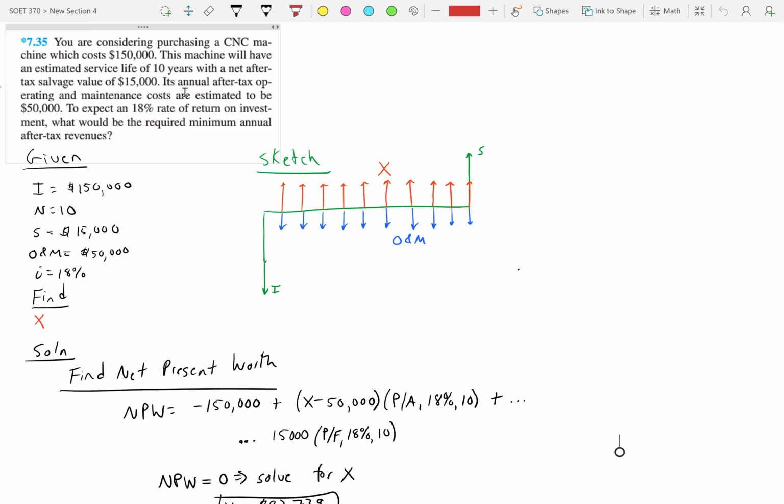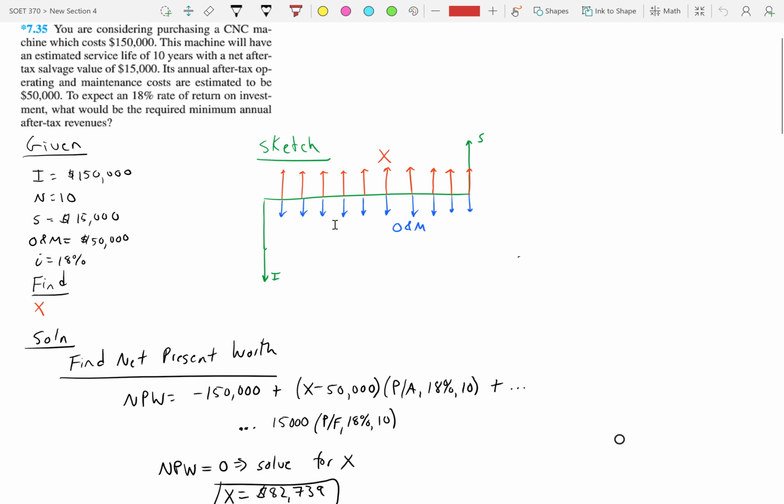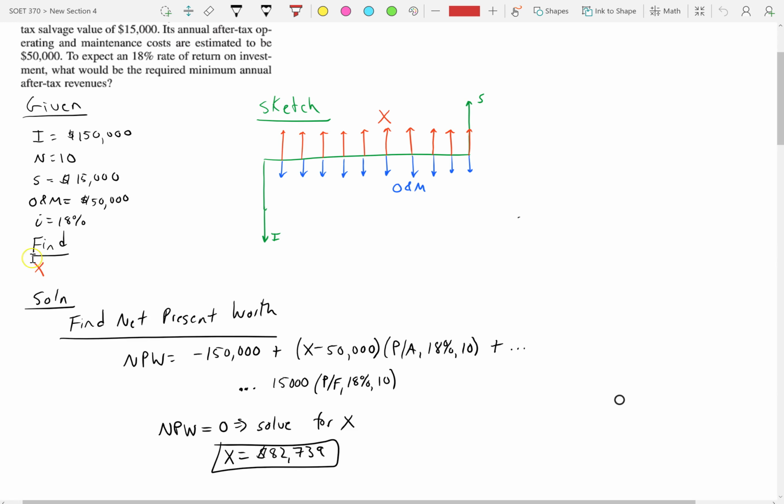minimum annual after-tax revenues? Okay, so here I've identified my givens: initial purchase, service life, salvage, operating and maintenance, and your rate of return. Here's my sketch. The blue is your operating and maintenance, the initial investment, the salvage, and then the X here is the revenue. All right, so the revenue is what you're making. So basically that's what we're finding.